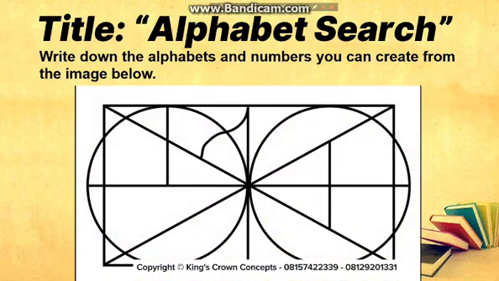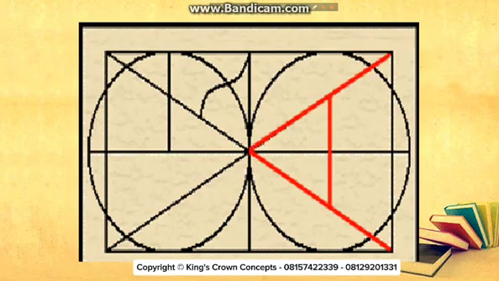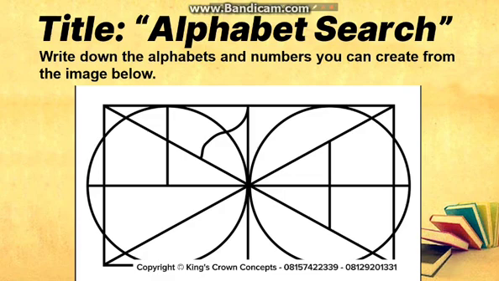Then look at this image. Write down all the alphabets and numbers you can create from the image below. Pause this video and give yourselves 2 minutes. So whoever is controlling the video should pause now. So now I believe you are done.